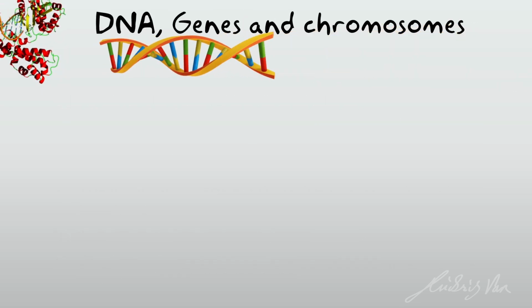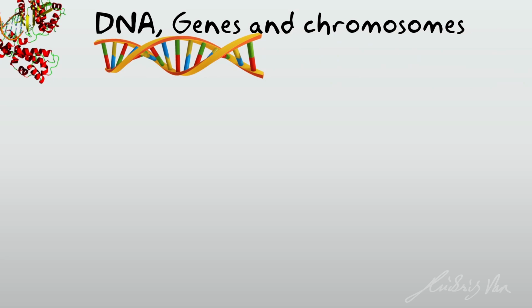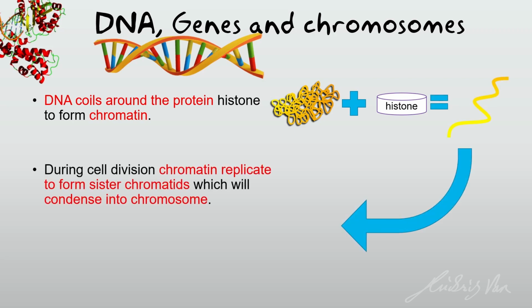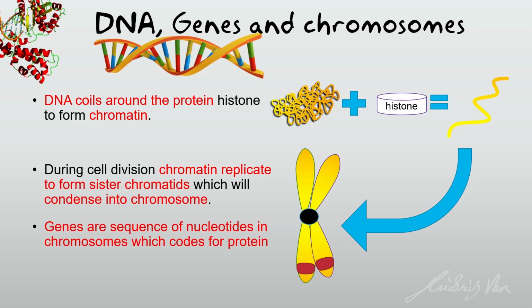So let us do a quick recap of the relationship between DNA, genes, and chromosome. DNA coils around the protein histone to form chromatin. During cell division, chromatin will replicate to form sister chromatids, which will then condense into your chromosome. So this is the relationship between DNA and chromosome. A gene, on the other hand, is a sequence of nucleotides in the chromosome which codes for protein. You will see a new word which I use down here, nucleotides. We will learn what nucleotides are in this lesson.